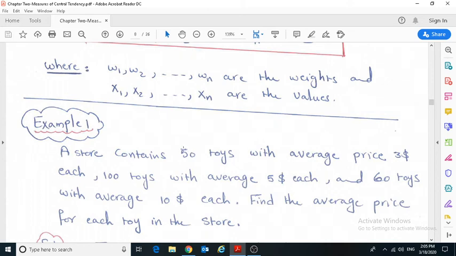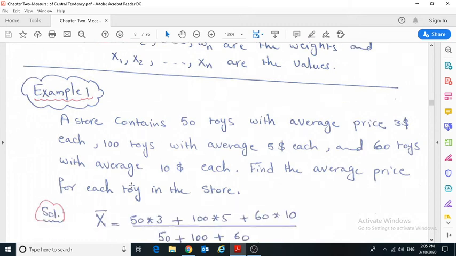Here 50 toys represent W1, $3 represents X1, and 100 toys with average $5 each. Here 100 represents W2 and the average 5 represents X2, and so on, 60 toys with average $10. Find the average price for each toy in the store.